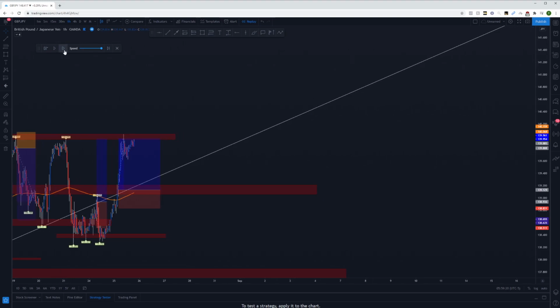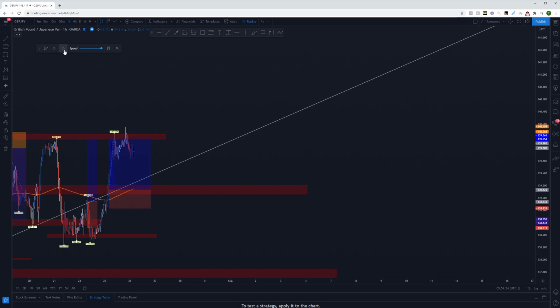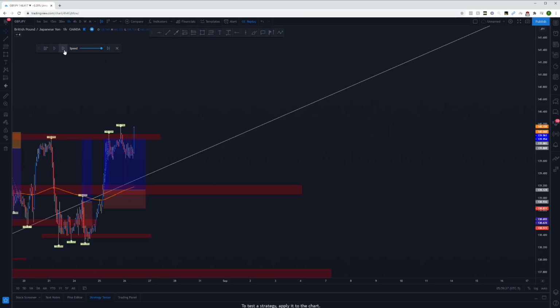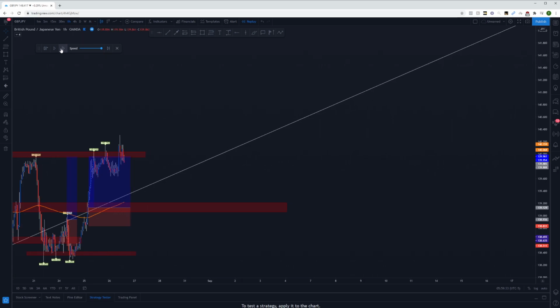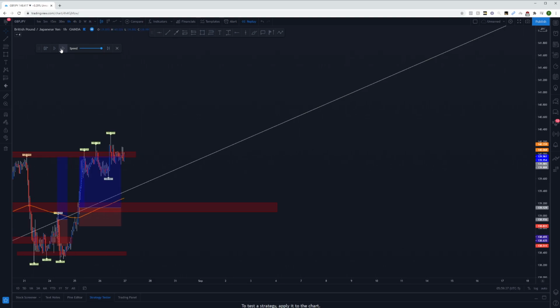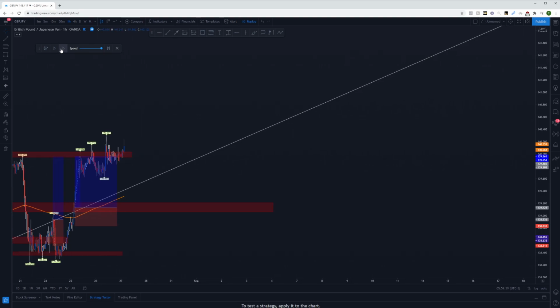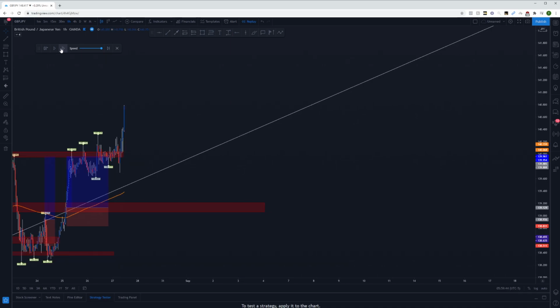Some type of pullback. Trying to break out. It's failing to break. Let's see if we get a retest on the trend line. No, there's the breakout. Cool. And let's see. Nope. Back in. Starting to pick up some liquidity. And we get a test on the trend line. No, and there it is.